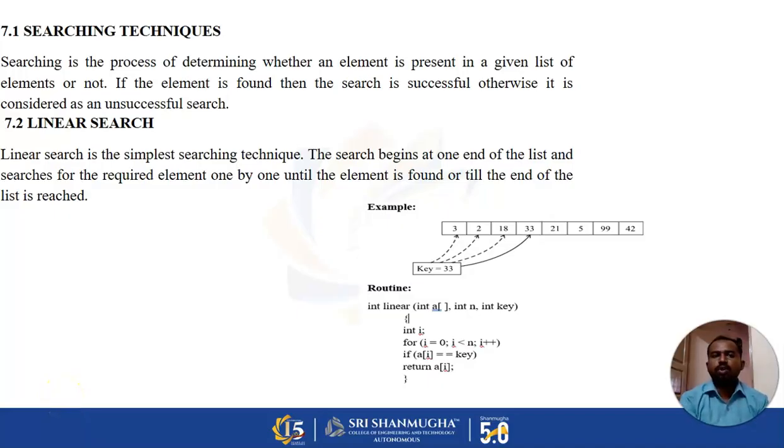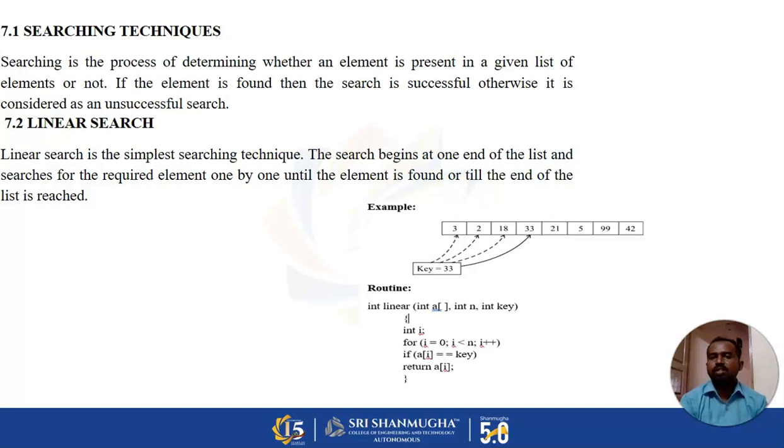Searching techniques. Searching is the process of determining whether an element is present in a given list of elements or not. If the element is found, then the search is successful. Otherwise, it is considered an unsuccessful search. Next, we will see about linear search.